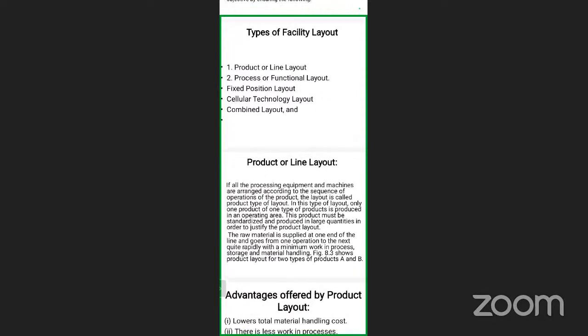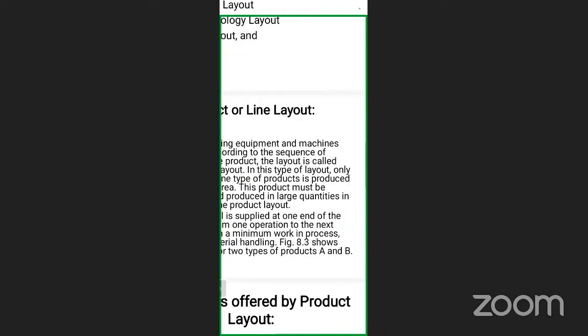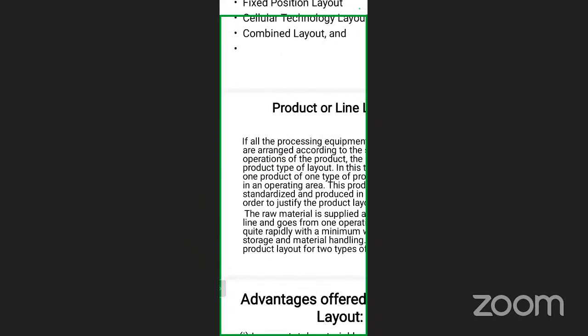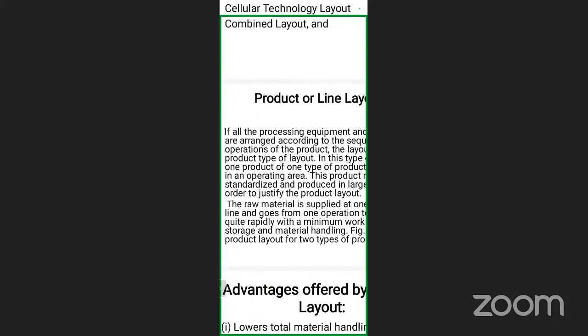Product layout means all the processing equipment and machines are arranged according to the sequence. Correct, sir. Suppose I have to give you an example. Suppose you have a manufacturing unit, right? Yes, sir. Suppose one student gave a sugar factory industry. Why are you not giving sugar, milk, cement, yes or no? Yes, sir. Automobile, electronic, you can give any examples. But my question is, what is product layout?